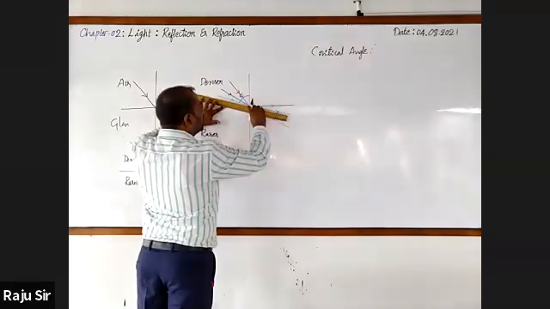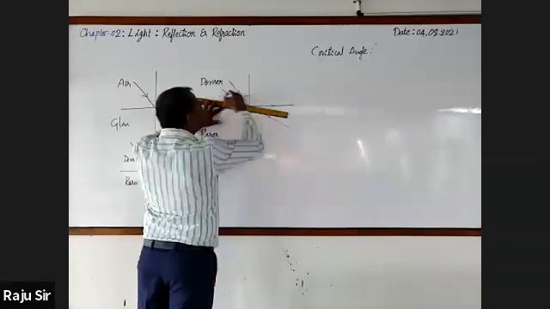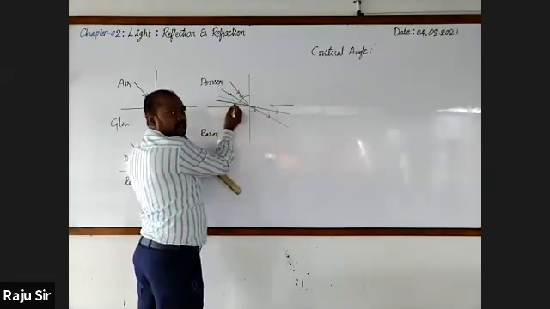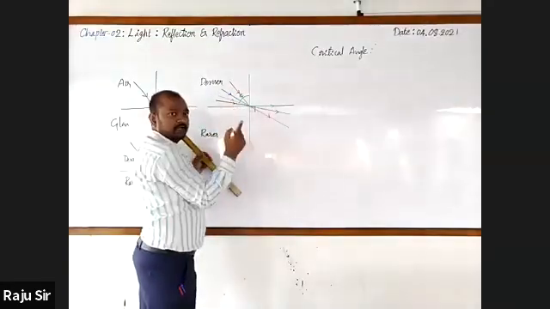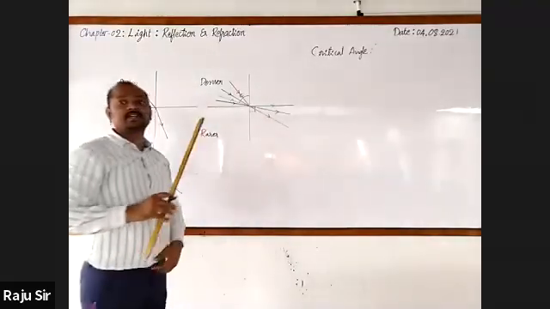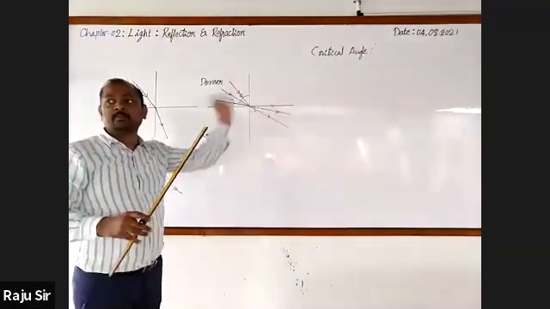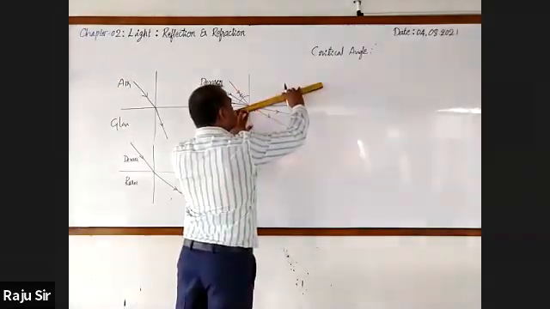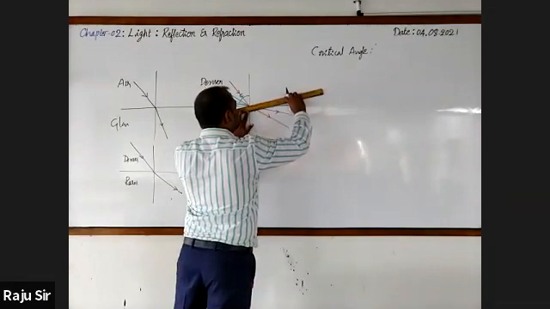Now I am going to take an angle of incidence which is more than the critical angle. Are you following? What happens? What will be the angle of refraction now? Will it be more than 90 degrees or less than 90 degrees? More than 90 degrees.